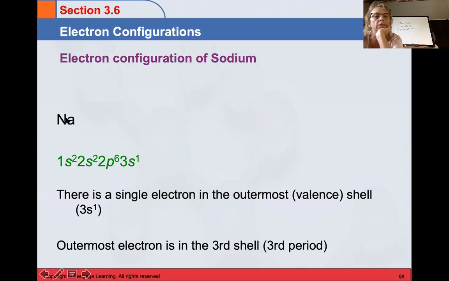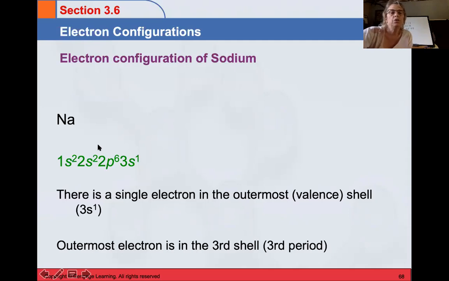Sodium has 11 electrons. We put 2 in the 1s, 2 in the 2s, 6 in the 2p, because that's all that p can handle. 6 plus 4 is 10, and the 11th electron goes into 3s. And we can just keep building electron configurations like this all throughout the table. I'm not really going to have you do that in this class.